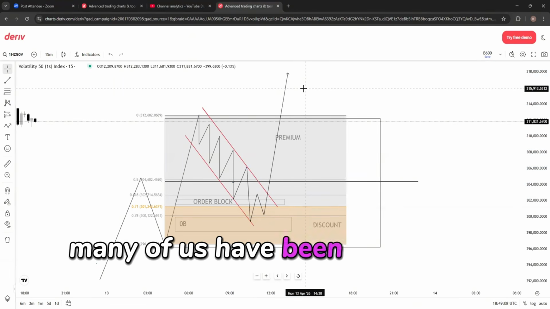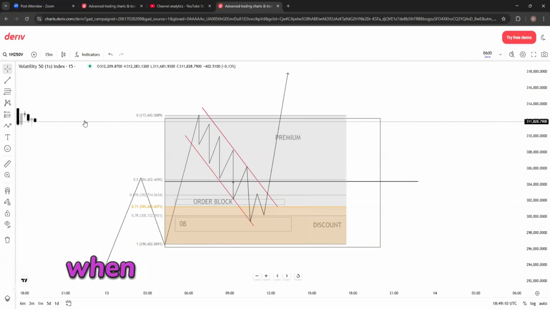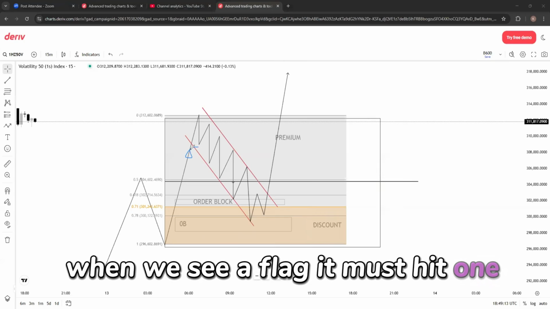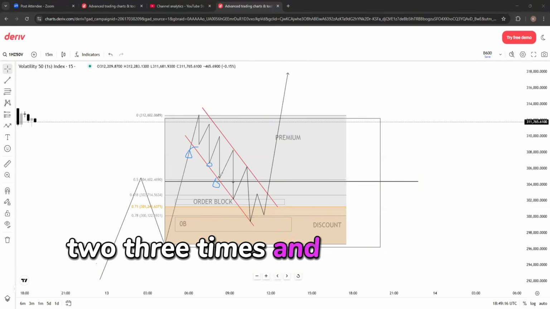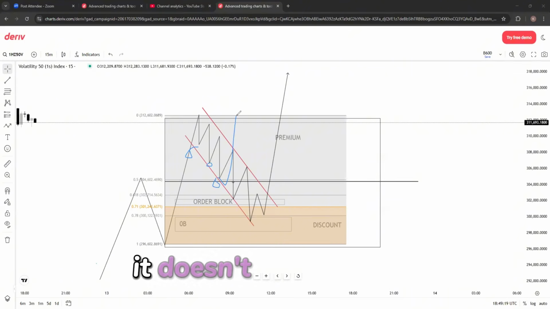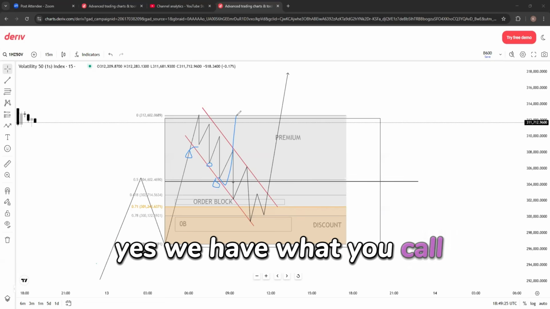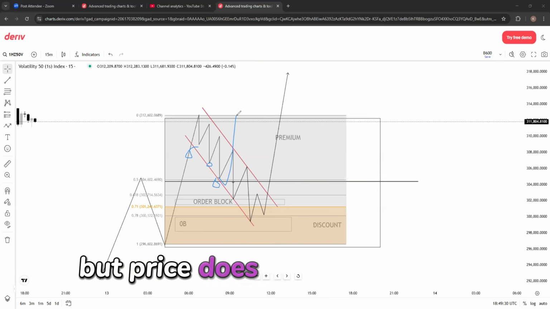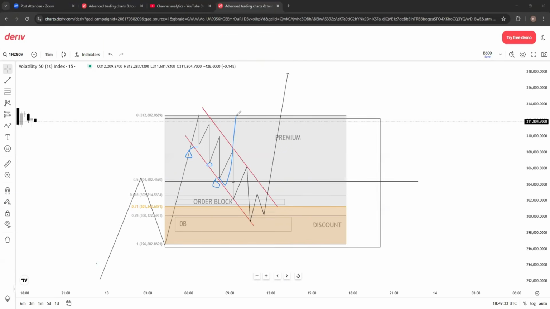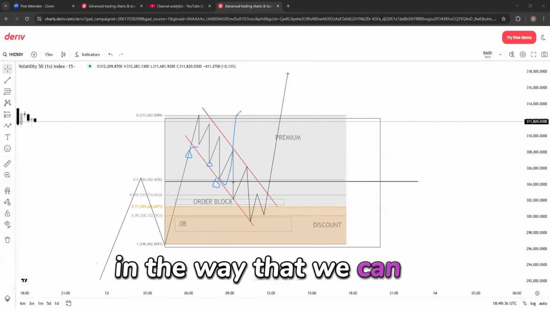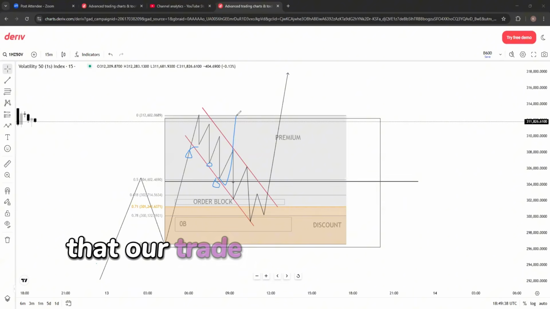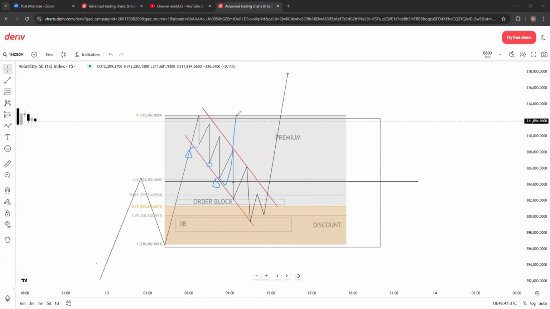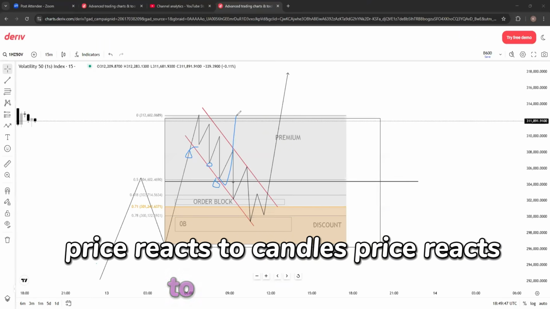Many of us have been misled into saying that when we see a flag, it must hit one, two, three times and then it means it's not going. No, it doesn't work like that. Yes, we have what you call indicators in Forex. We have what you call lines, but price does not react to a line in a way that we can justify that our trade played out because of a simple line. Price reacts to candles. Price reacts to human behavior.